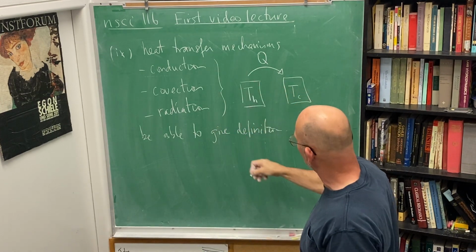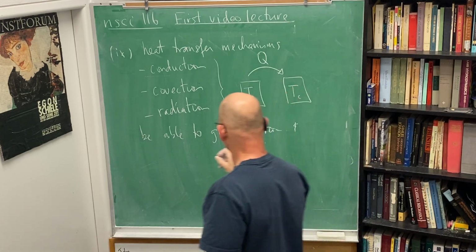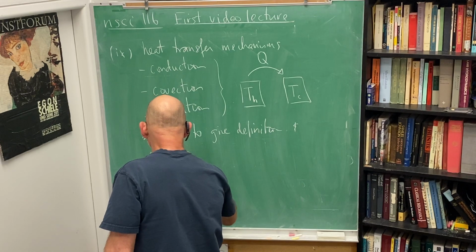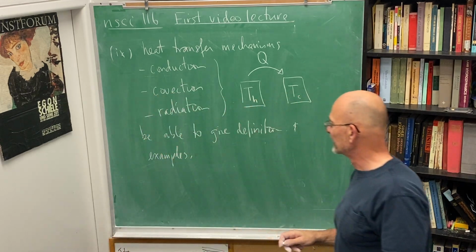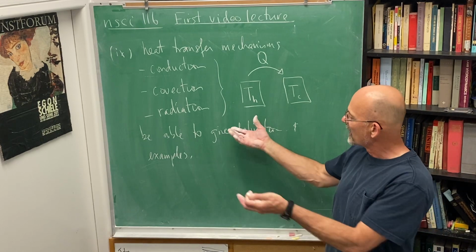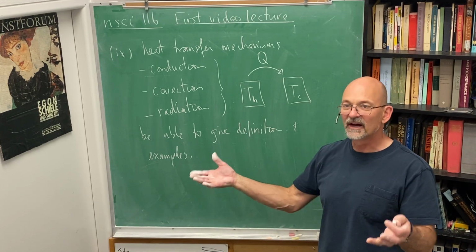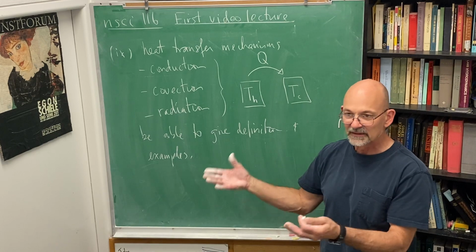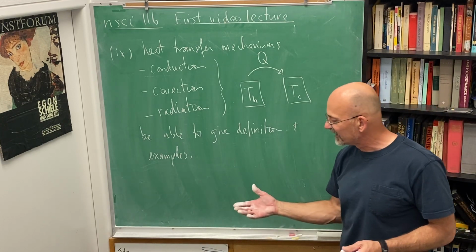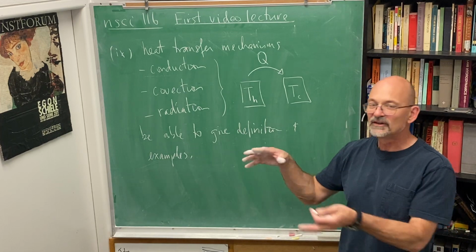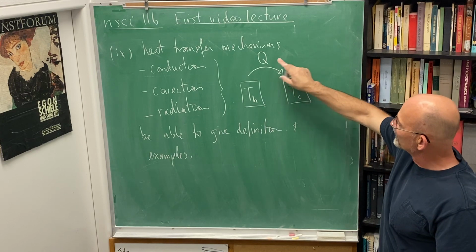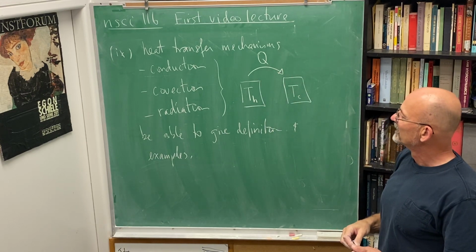Definition for each one of those three, and examples of each one of these three. Like if you grab something hot in your hand, you're feeling the hot object because heat is being conducted from that object into your skin. Okay, that's an example. If you have something cold in your hand, heat is being conducted from your hand into that object. So in either case, this little cartoon works just fine.